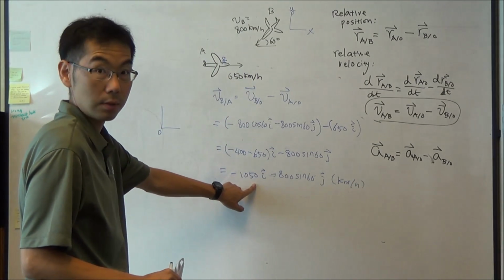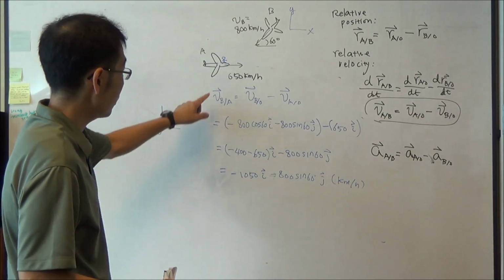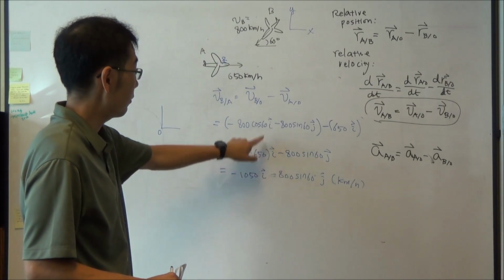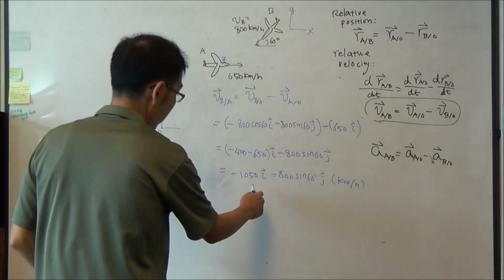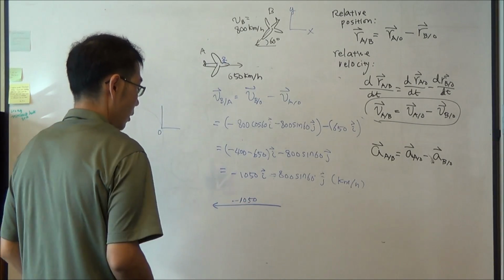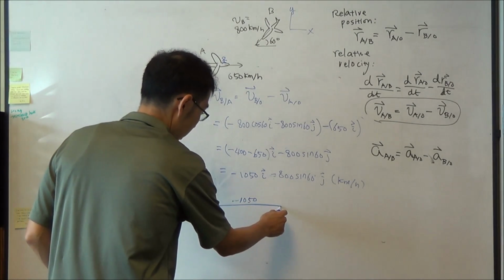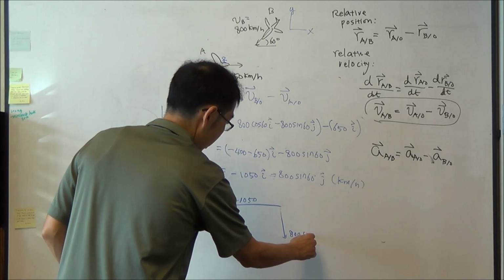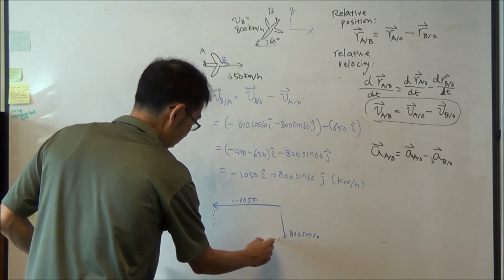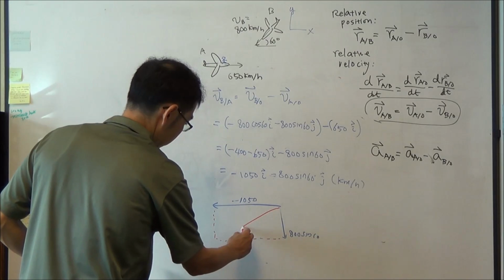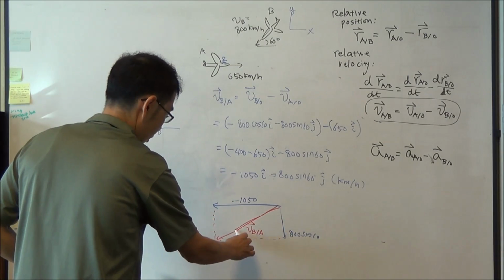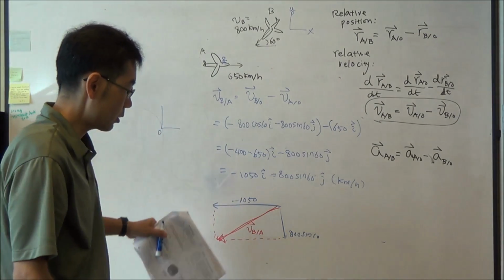So actually this is the relative velocity. If you observe the motion of B with respect to A, then the velocity is like this one. It is 1050 kilometers per hour, and this is negative 800 sine 60 kilometers per hour. So the velocity you observed is this one. This is v_B/A. That's your velocity, direction, and also magnitude.